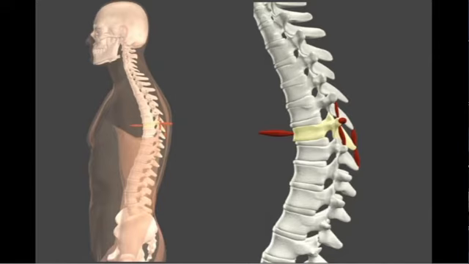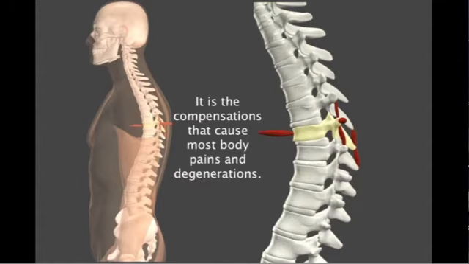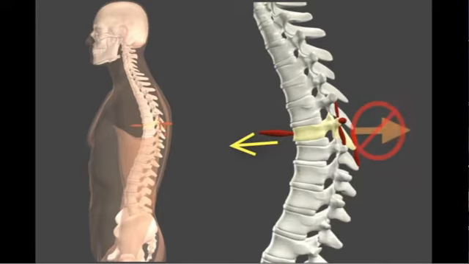Now, there are plenty of bones that go out of place in directions the body can self-correct. And the body sometimes leaves them alone to compensate for the forces created by the bones that go out of place in a direction the body cannot self-correct. But we're going to get to that later, and that ends up to be the explanation for how a lot of things go wrong. But what happens here, this bone goes forward, you have no muscles pulling in this direction to pull it back, and so you get stuck.